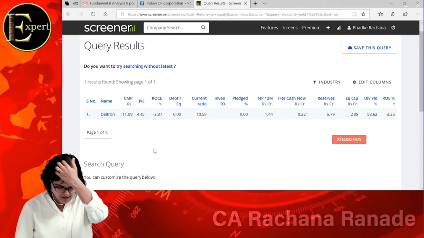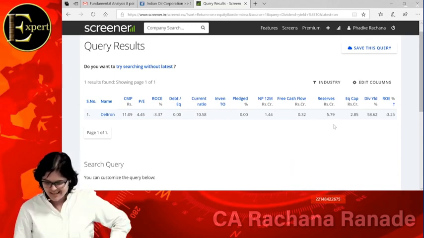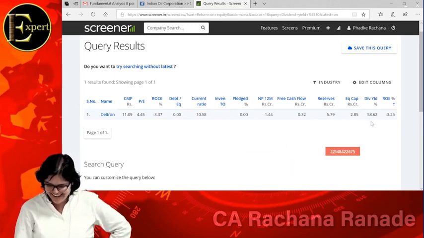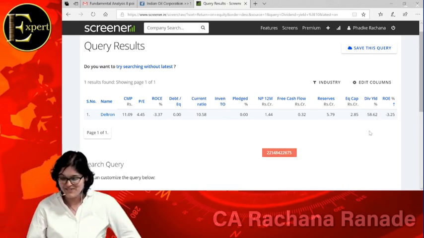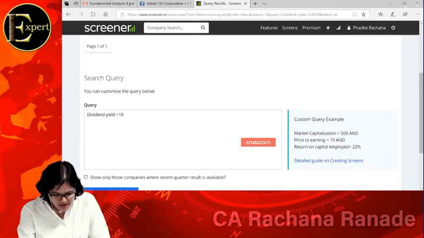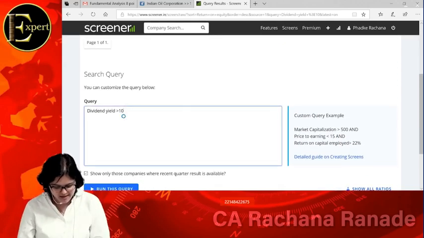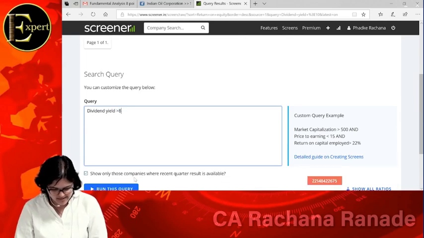Which is this company? Deltron. Even I didn't know about this. 58.62. But it has shown only one result. I'm wondering why. Or equal to, greater than or equal to... Or maybe I'll just put 8 and let's try to run this query.